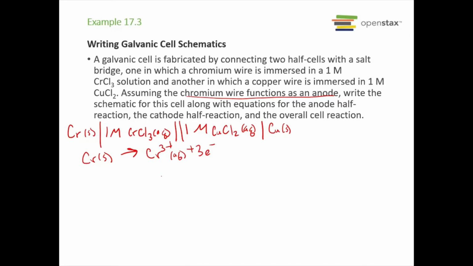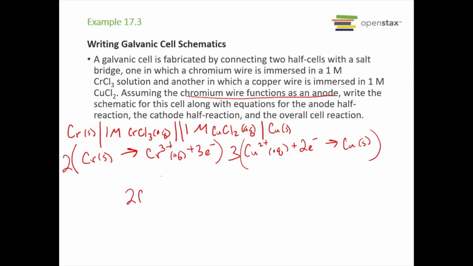And then at the cathode we have copper 2+ being reduced, and it's gaining 2 electrons to form solid copper. Notice we don't have any hydrogen, we don't have any oxygen here. The only thing we really have to balance here are the electrons. So we need to then multiply the 3 by 2 and the 2 by 3. And then we can see that the electrons are going to cancel out.